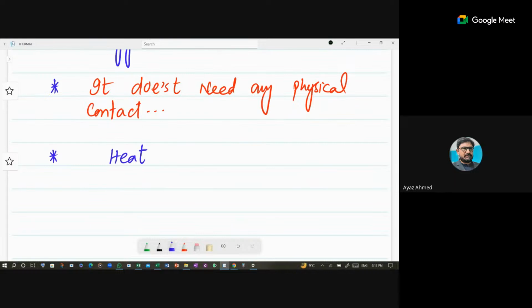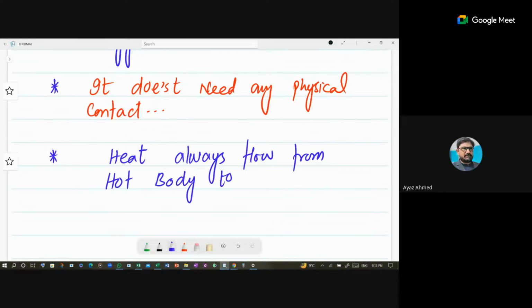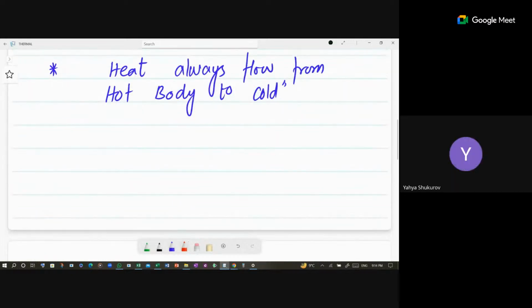Do you believe this thing? Yes, sir. So do you believe that heat flows from hot body to the cold? Okay. So is it possible to flow the heat from cold to hot? No. Okay. So what does the refrigerator do? Not exactly, but it is actually without external work.